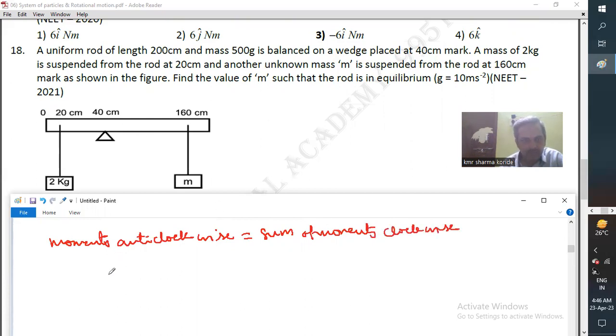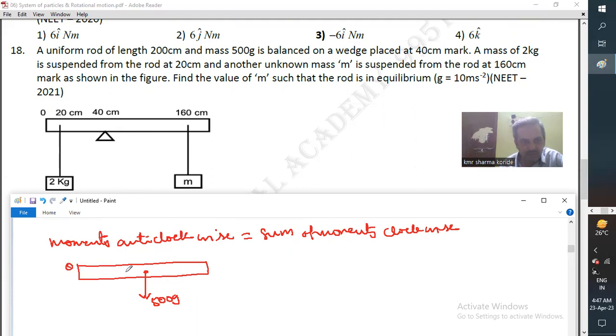So remember, this is the rod. The weight acts at the center. In case it is 200 centimeters, it means the weight acts at roughly 100 centimeters. The weight of the scale is 500 grams. Here is not the fulcrum; the fulcrum is given.